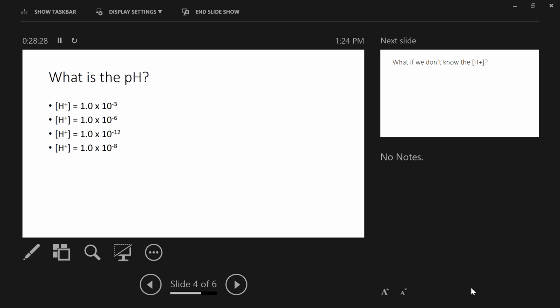Same one here, negative logarithm of 1.0 times 10 to the minus 8. And you can plug that into your calculator, and what are you going to get? pH of 8. And so this is an acid, this is an acid, this is what? A base, and this is a base, because 8 is greater than 7. But which one of these is going to be a stronger base? This or this? 12, because 12 is further away from 7.